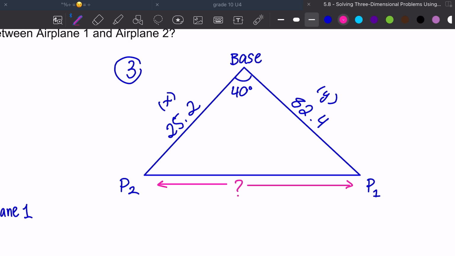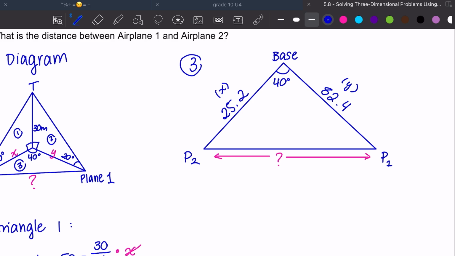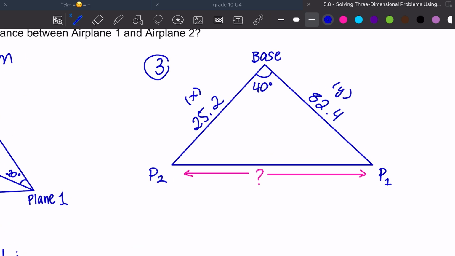Yeah? Cosine law, exactly. Because I don't have any interior angles, so I can't do sine law. So, okay, we'll call this b for base, or if you want to call it d for distance, whatever you want to call it. We'll call it d for distance.